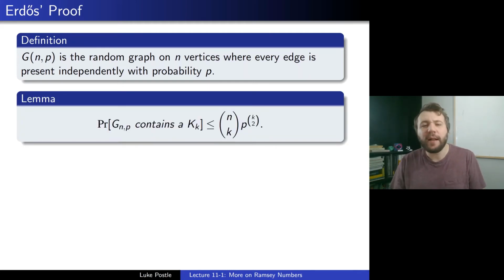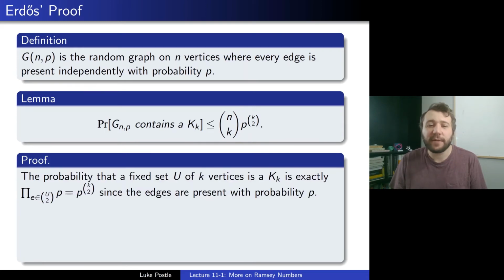So here's a lemma. The probability that G(n,p) contains a K_k is at most n choose k, p to the k choose 2. So you could stop and prove this. We'll do the proof. So if you haven't seen probability, it's not very hard. So you just think about the probability that a fixed set U of k vertices is a K_k. So I think about a subset of k vertices, I would need all the edges to be present, so that would be exactly the product over the edges of the p's. As they're independent coin flips, it'd be p times p times p, etc. There are k choose 2 edges possible in our k vertices, so we get p to the k choose 2.